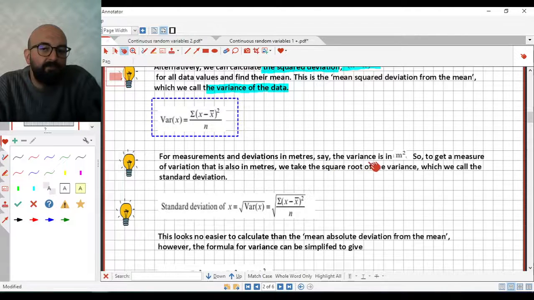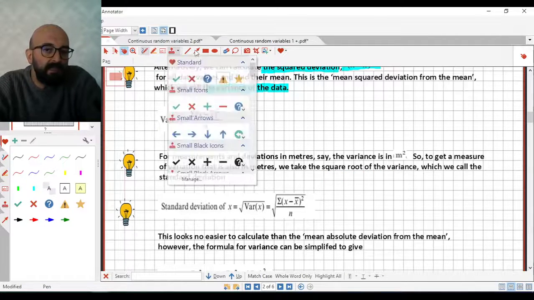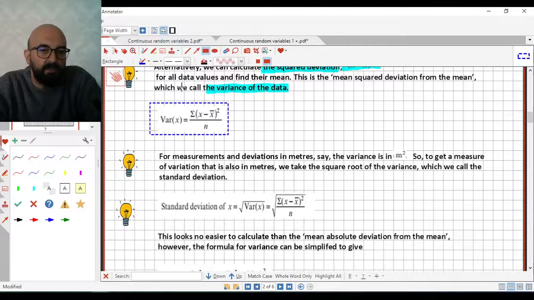For measurements and deviations in meters, say, the variance is in meters squared. So to get a measure of variation that is also in meters, we take the square root of the variance. The square root of variance means standard deviation. Because when we square all the distances between data and mean, we get meters squared, but the standard deviation should be in meters, for example.